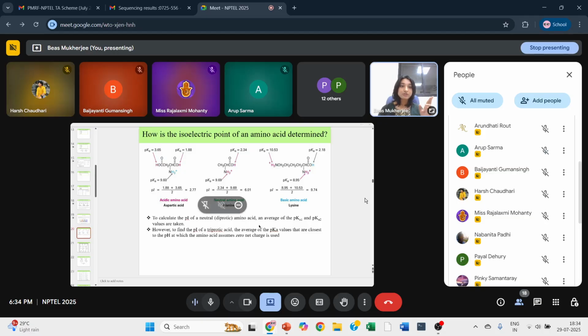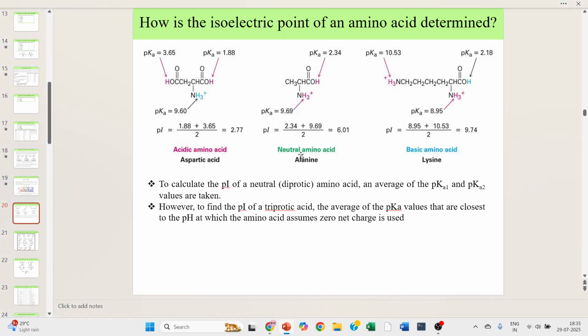Okay, so for the triprotic acid, the 2 pKa values that are closest to the point where 0 charge comes for that amino acid, those two you'll have to take. So how do we find that out? It's very simple. I'll not take alanine, we'll take this one as an example. See what is happening: initially at a pH around 4, this one gets ionized, and this is actually COO minus, right? At pH 2, this one gets ionized, and this is also COO minus. At pH 10, this one gets deionized, so this becomes NH2 uncharged. So that means between which two values is your 0 charge coming? You tell me.